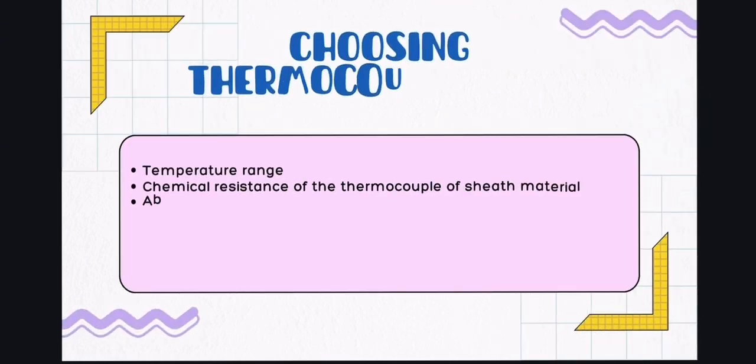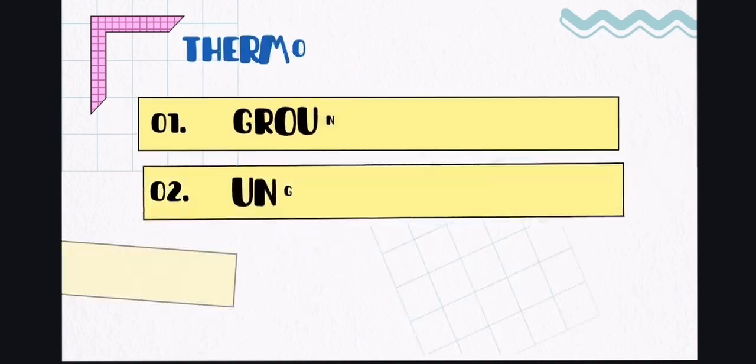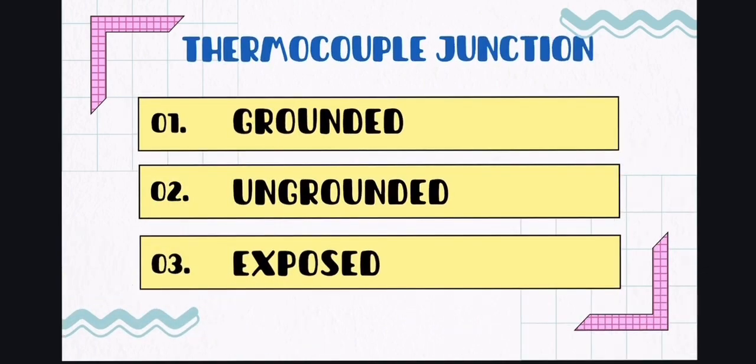Choosing thermocouple type. Temperature range. Chemical resistance of the thermocouple or sheath material. Abrasion and vibration resistance. Installation requirements may need to be compatible with existing equipment. Existing holes may determine probe diameter. Thermocouple junction: 1 grounded, 2 ungrounded, 3 exposed.